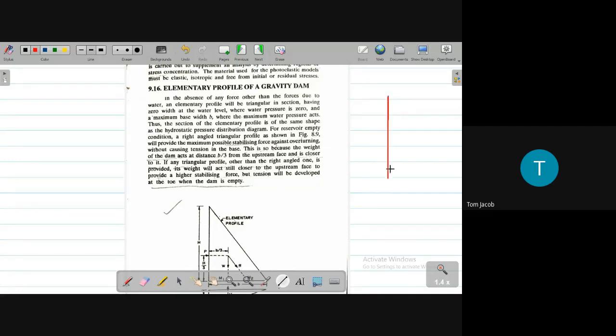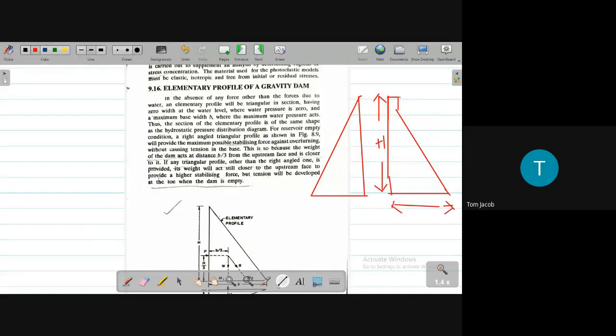That means if this is the dam structure, the hydrostatic pressure diagram will be like this. It will be triangular in shape with zero intensity at the top. The height of the dam is capital H, and the base width is B. This will be the hydrostatic pressure diagram, and the force P will be acting at a distance H by 3 from the base. This is the hydrostatic pressure force, acting at a height of H by 3 from the base.